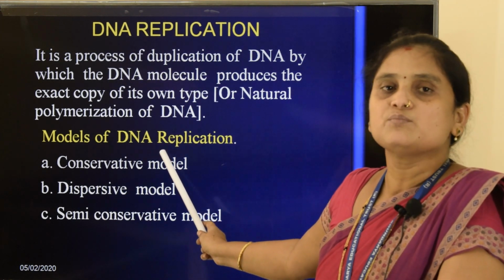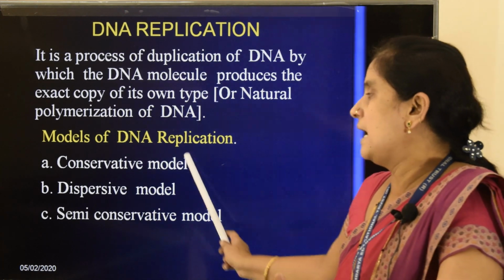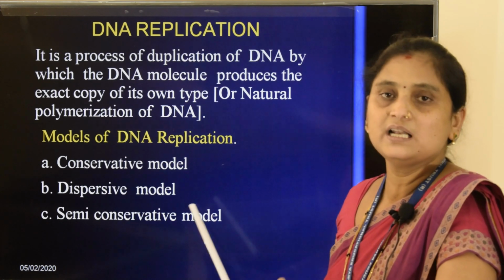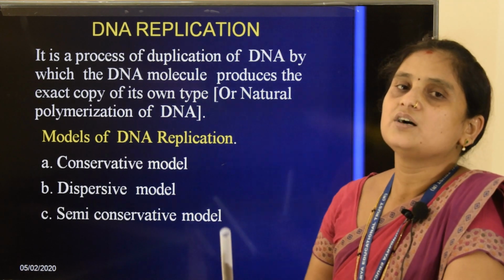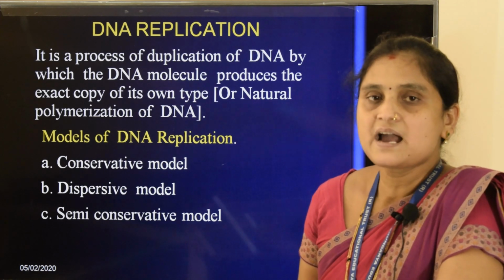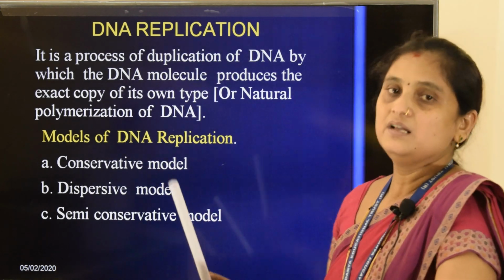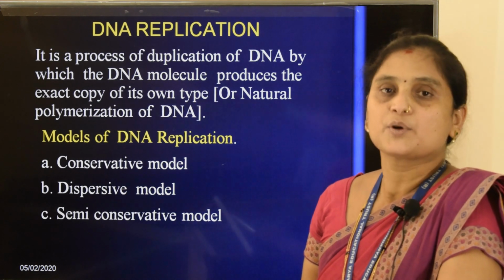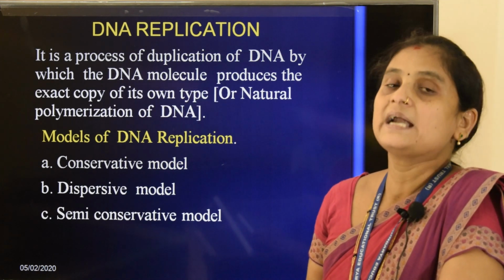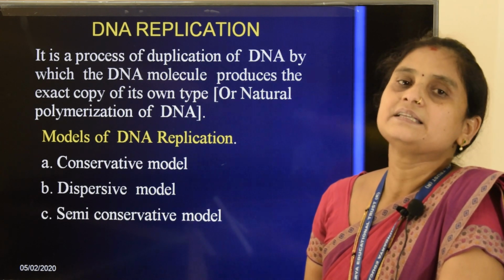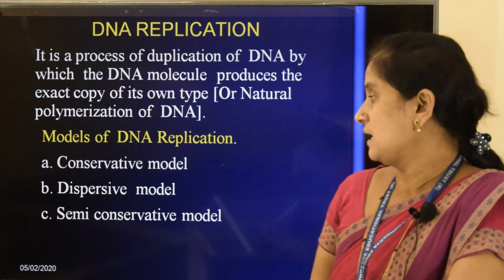To explain the mechanism of DNA replication, how many models have been proposed? Totally three models have been proposed. One is the conservative model, another is the dispersive model, and the other is the semi-conservative model. The conservative model and dispersive model could not give a convincing idea about DNA replication, so they were not accepted. The semi-conservative model, proposed by Watson and Crick, was the most accepted and most convincing model for understanding the mechanism of DNA replication.